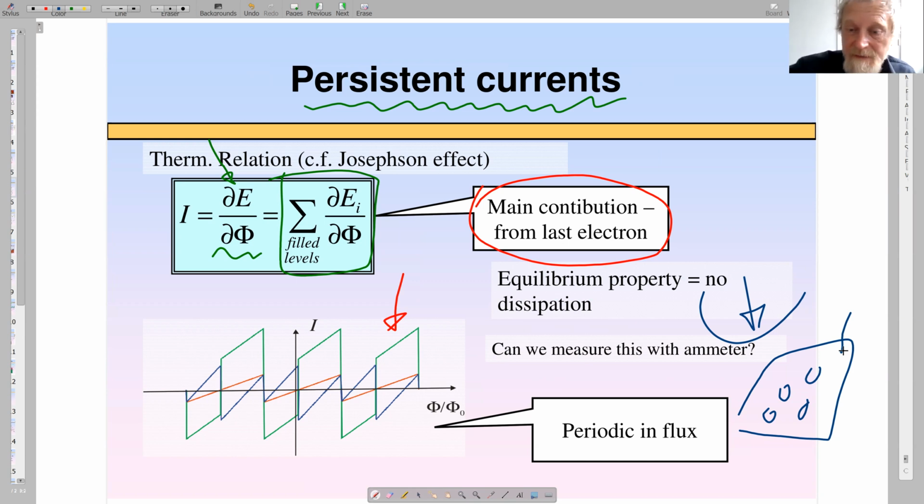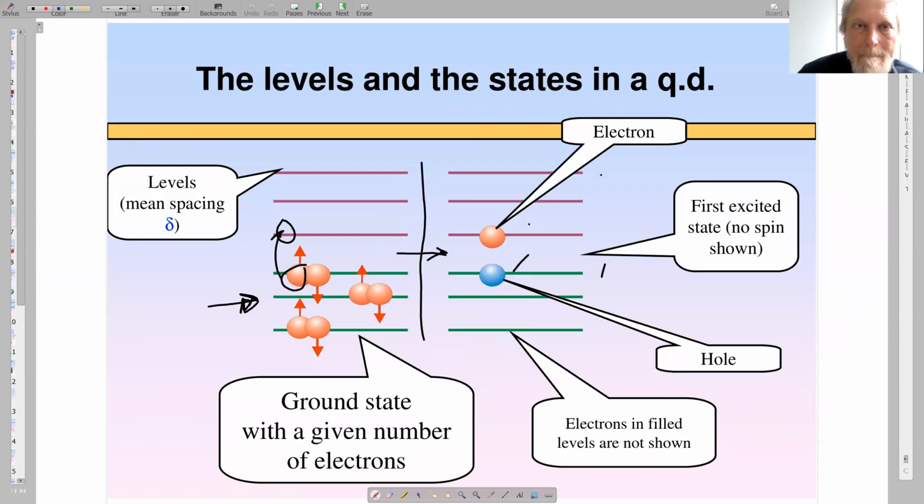It's all periodic in flux. Yeah. So they make the dots of more or less the same size, and they look at the part of magnetization which exhibits oscillatory dependence. Fine. I'm a bit out of time, strange, and let me just go faster. So that's all about the levels.